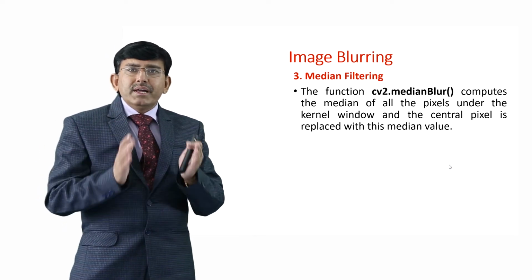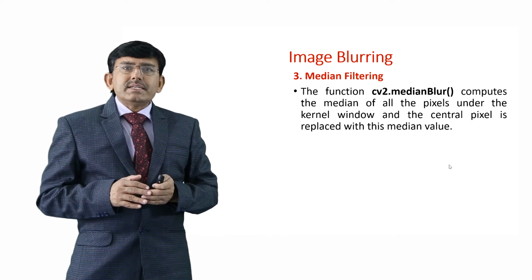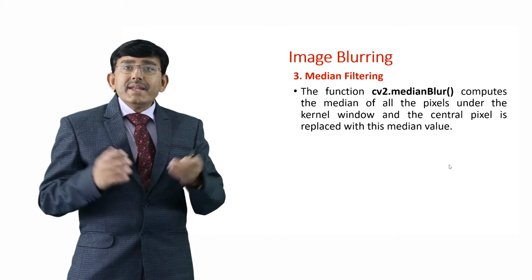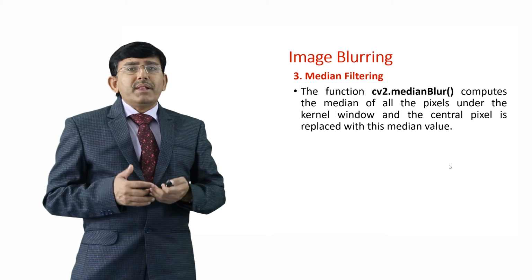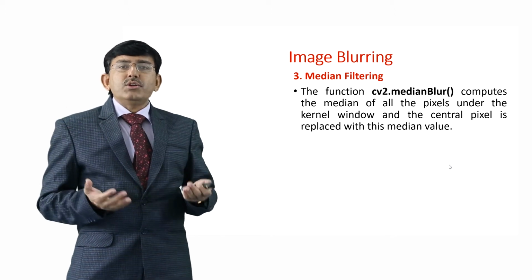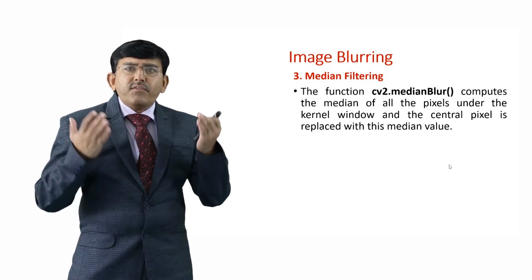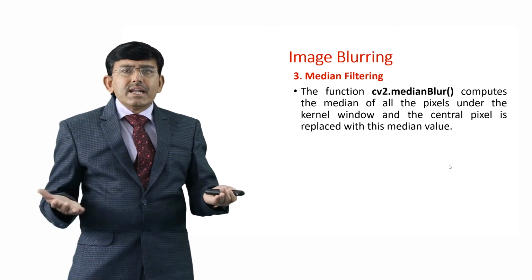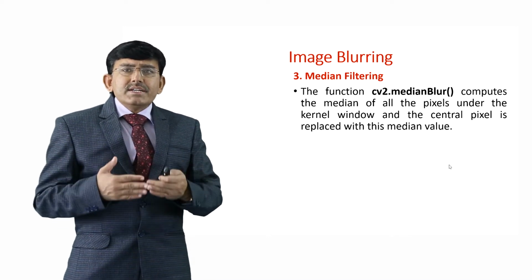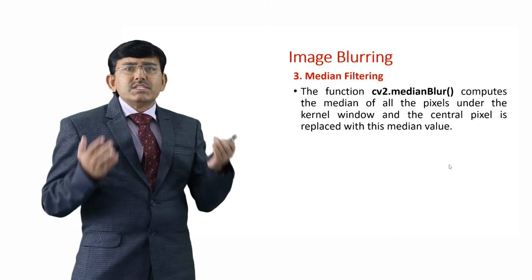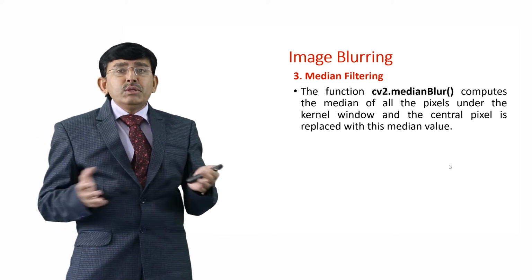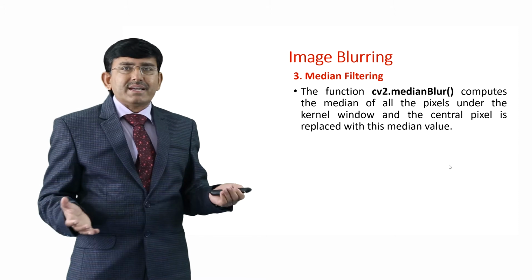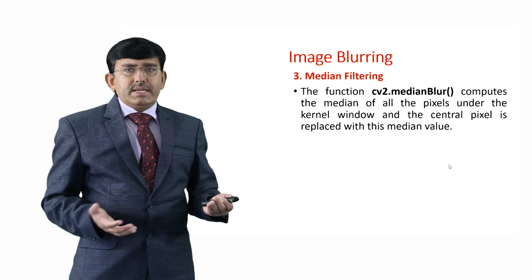The function cv2.medianBlur is used to apply median filtering. It computes the median of all the pixels under the kernel, and the central pixel is replaced with the median value of that set. This way it will process.